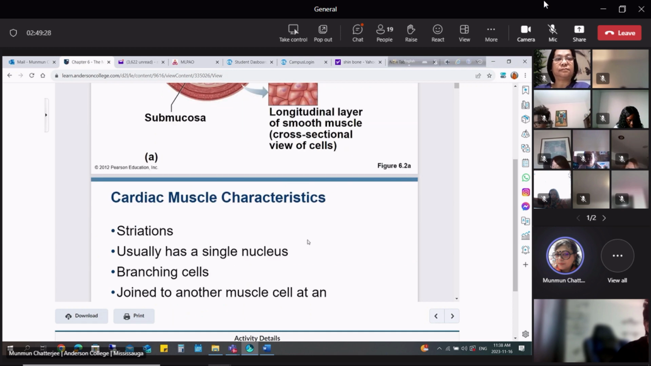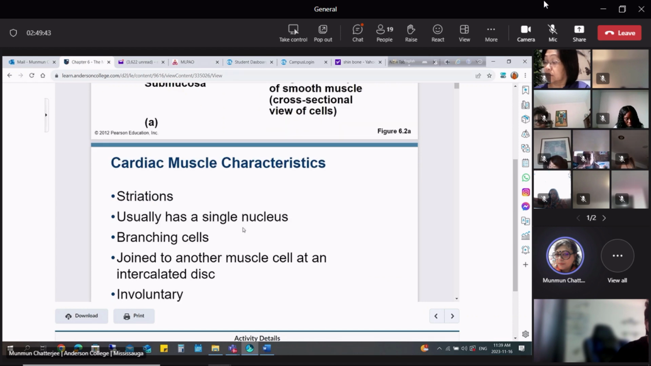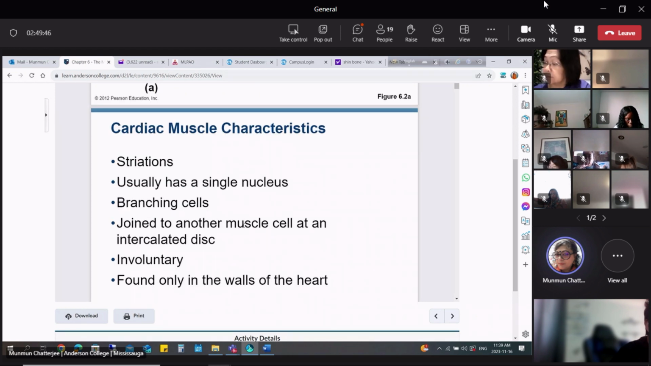Now cardiac muscle is related to the heart. It has striations, but it is single nucleated, uninucleate. Only one nucleus can serve the function. So what does it have? It has striations, a single nucleus, branching cells, and is joined to another muscle cell at an intercalated disc, so that it has a shock absorption procedure. These are involuntary muscles, involuntary in nature. You cannot control them. And it is found only in the walls of the heart.